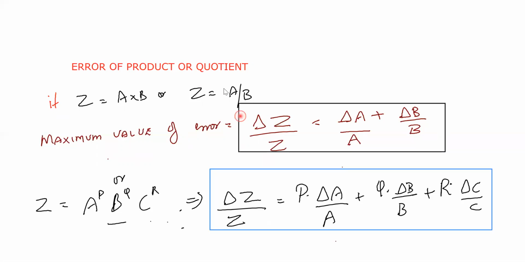If it is either a multiplication or a division, we write delta z by z is equal to delta a by a plus delta b by b. This is the only type of question you will get in entrance.